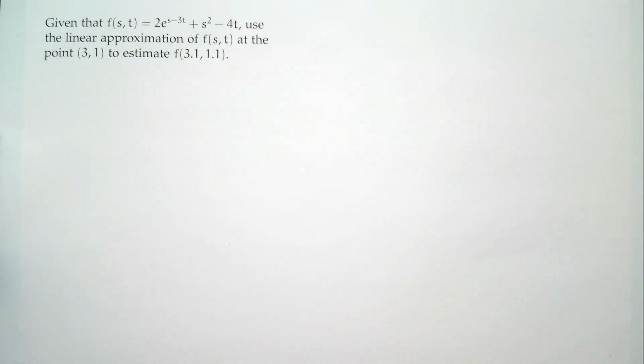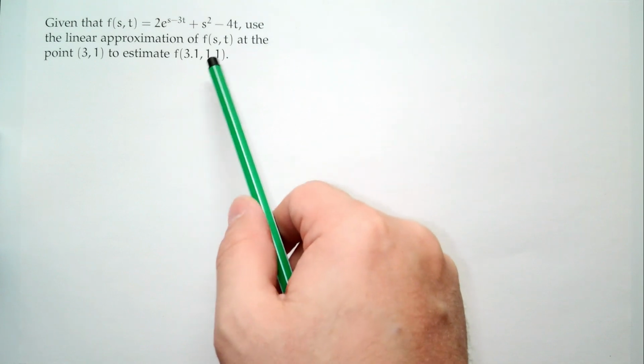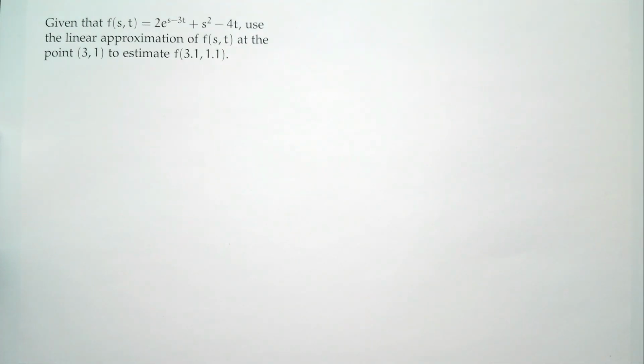If f of s and t is 2e to the s minus 3t plus s squared minus 4t, use the linear approximation of f of s,t at the point 3, 1 to estimate f of 3.1, 1.1.